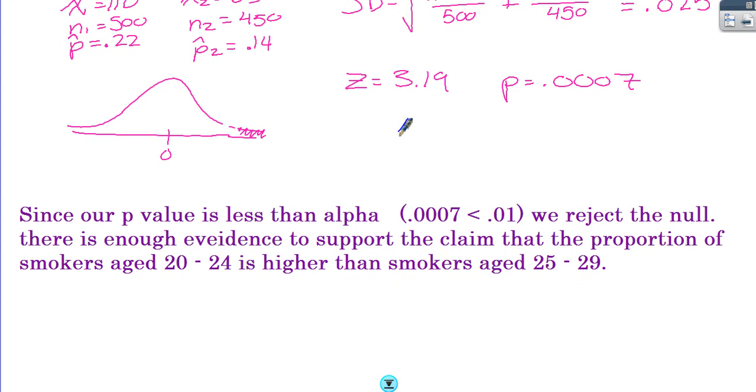So sometimes in box 3, you may want to define what alpha is. If you don't do it in box 3, at least do it in box 4. Say, we're using 1%, 5%. So this problem specified which alpha level to use. Since it is less than 1%, we do reject the null. There's enough evidence to support the claim that the proportion of smokers aged 20 to 24 is higher than smokers aged 25 to 29.